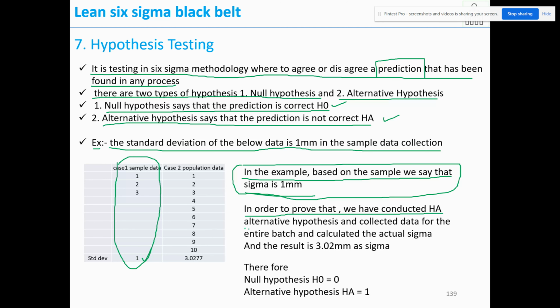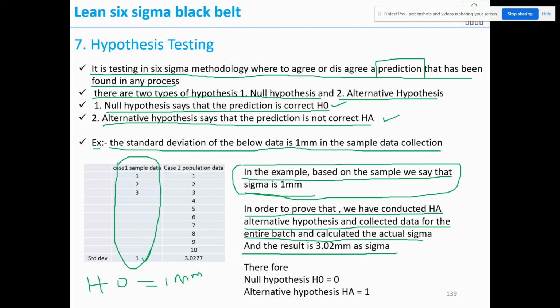So now, with the alternative hypothesis, we collected data for the entire batch and calculated the actual sigma, and the result is 3.02 as a sigma. See what we have done. Now the statement is telling that the sample standard deviation is 1 mm. We are going to prove that it is not 1 mm. It will be more than that, or it can be less than that. That is the alternative hypothesis. So what is H0? H0 is that the standard deviation is 1 mm.